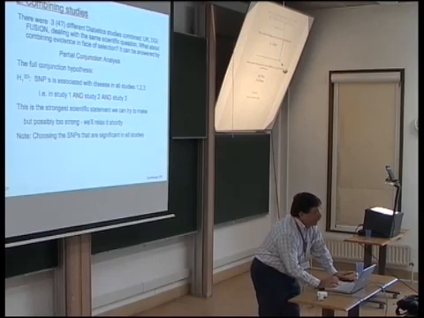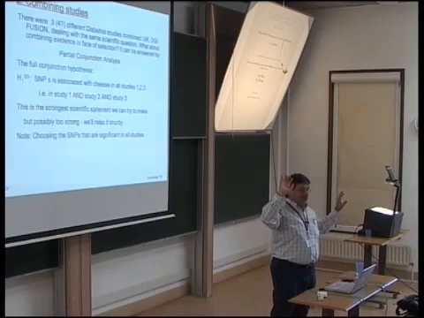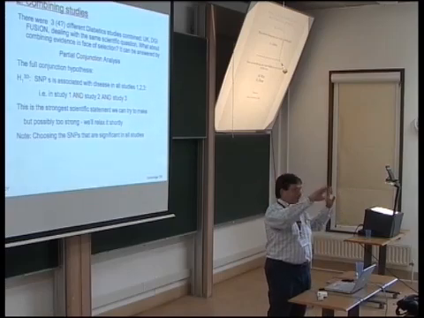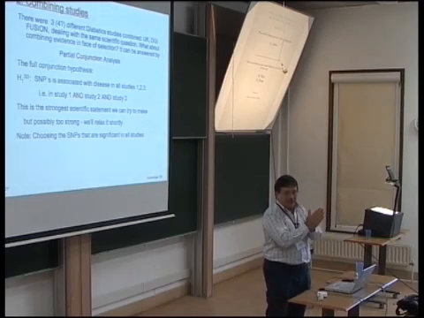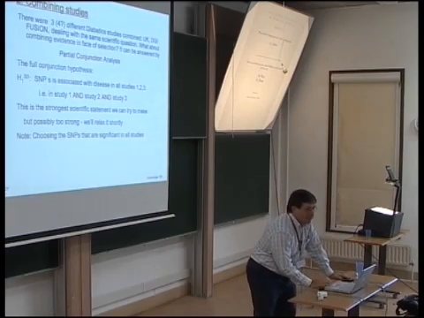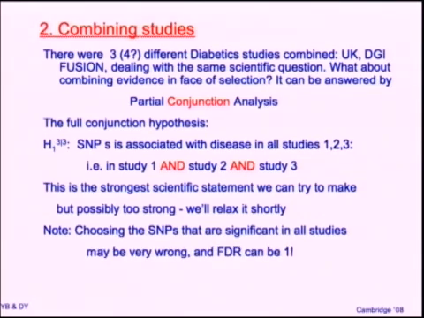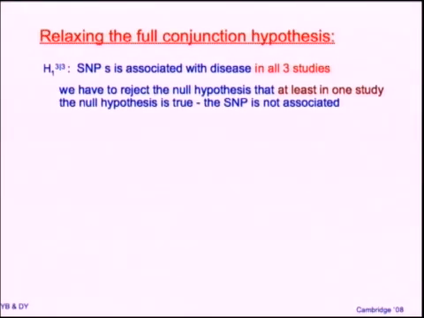But I would like to warn that just choosing the SNPs that came out significant in 1, significant in 2, and the other so on, intersecting them won't help you. I mean, they don't control at all any error rate. In fact, FDR can be as high as 1. So how can we relax the full conjunction hypothesis? Here, for the full conjunction, we have to reject the null hypothesis that at least in 1 study, the null hypothesis is true.